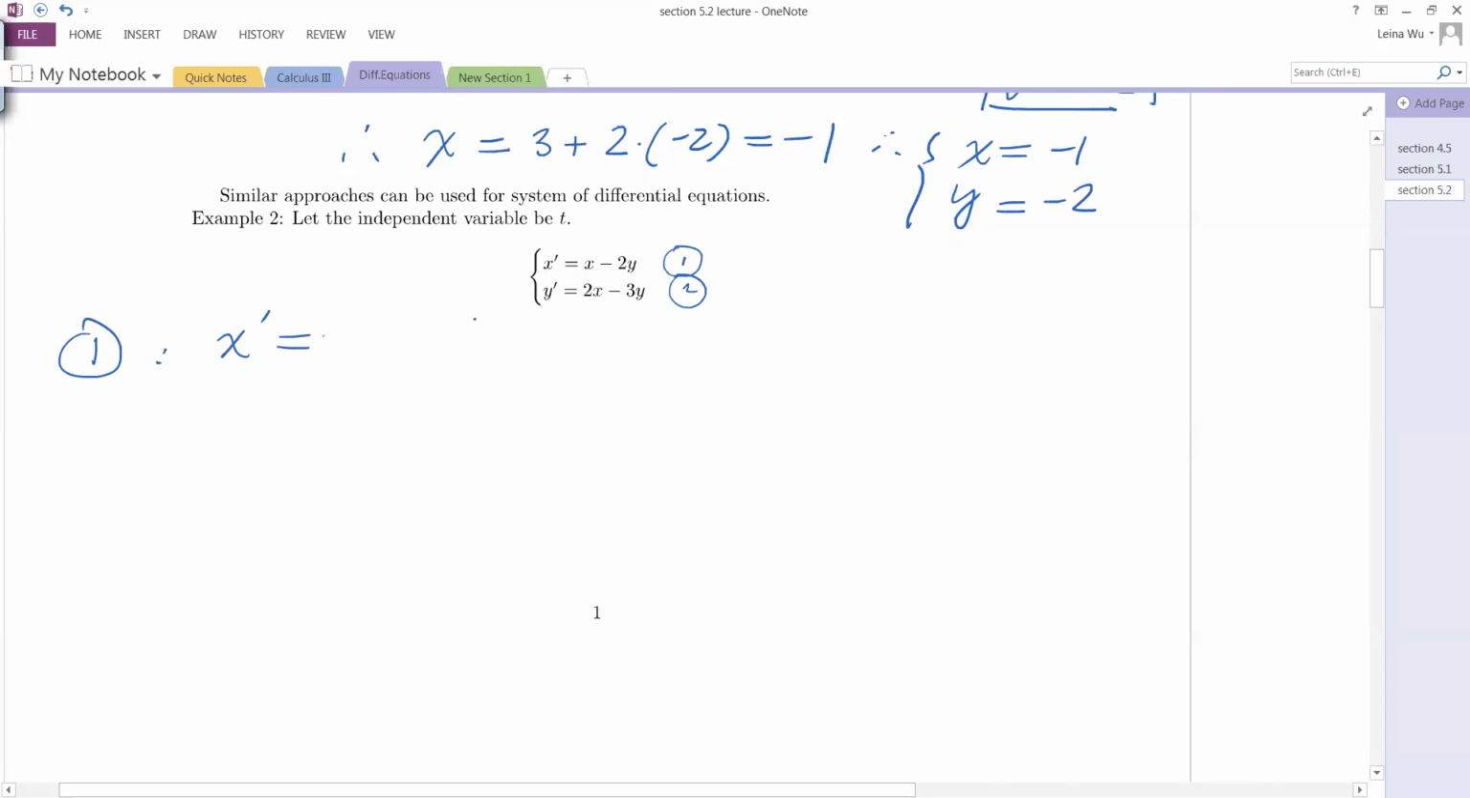X prime equals x minus 2y. So can we solve for y? Yeah, plug it into the second equation. So if I move y here, 2y would be x minus x prime, right? So y would be x minus x prime divided by 2. You guys have these?